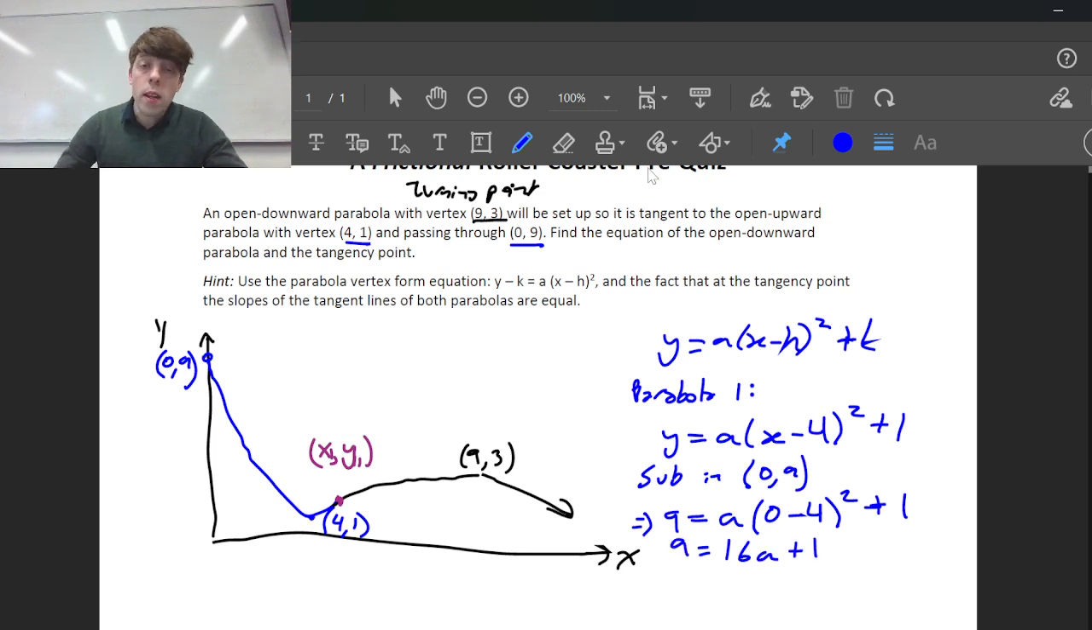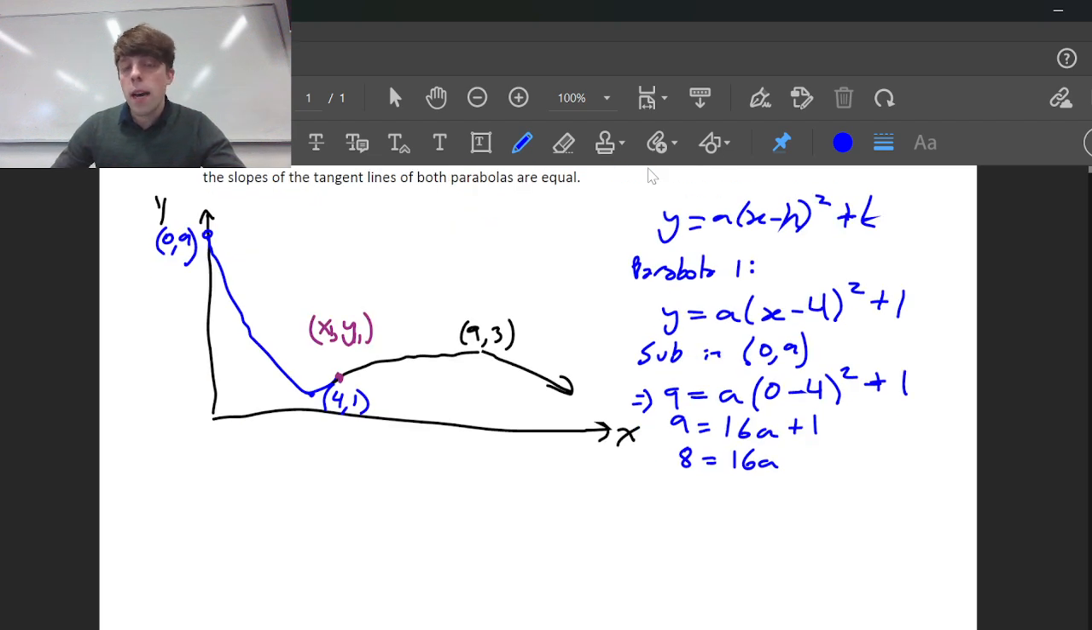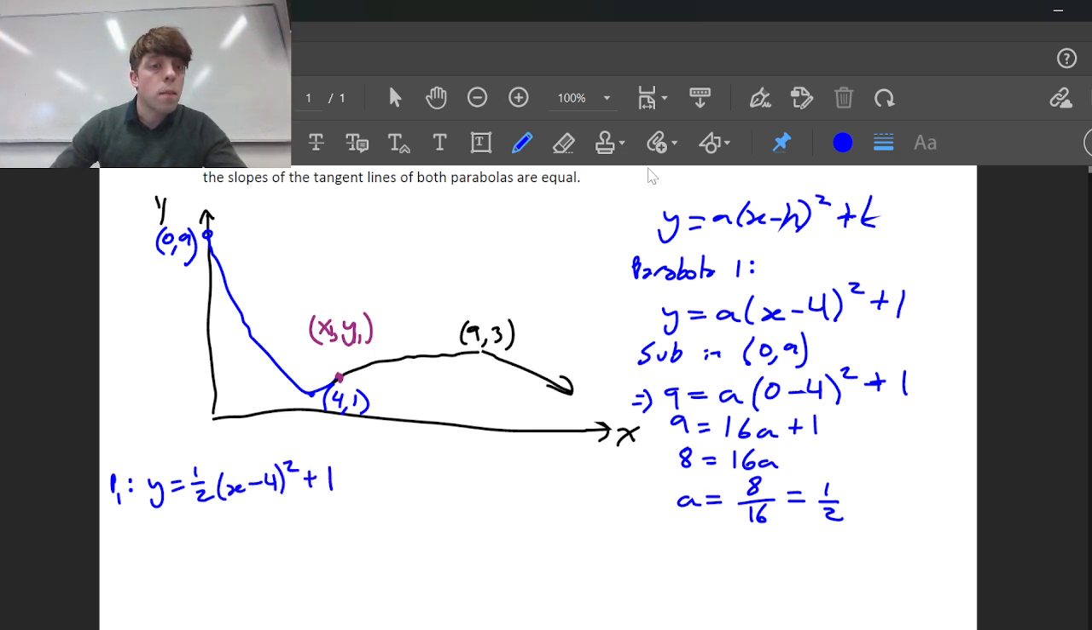Now to solve this, we can minus 1 from both sides. So we find that 8 is equal to 16a, and then we can divide both sides by 16, and we find that a is equal to 8 divided by 16, which simplifies down to a half. Therefore, we can say that the equation of our first parabola, let's write this over here: parabola 1 has the equation y is equal to a half times (x minus 4) squared plus 1. That's just subbing it into this equation here.